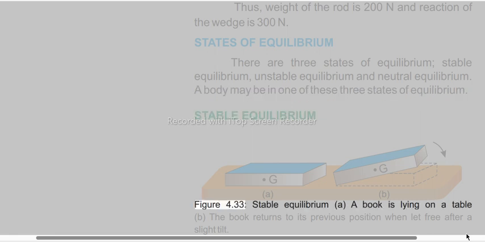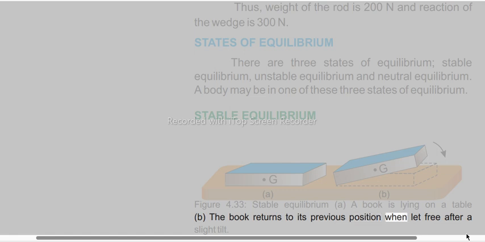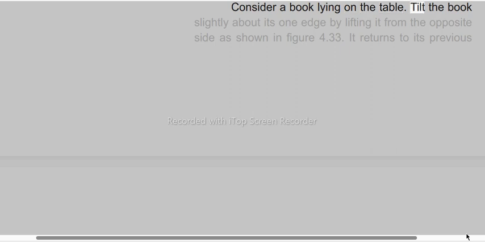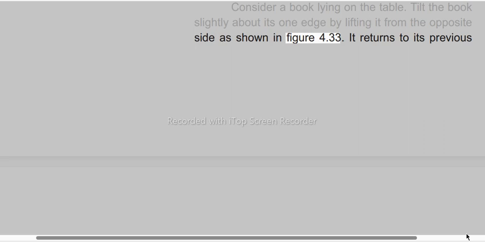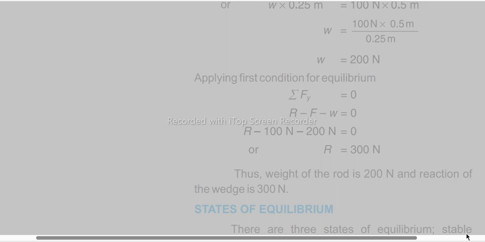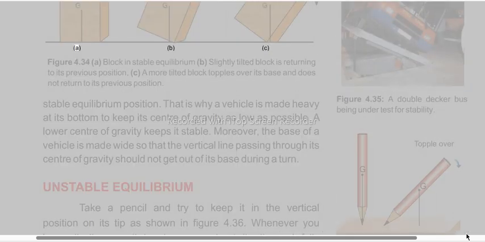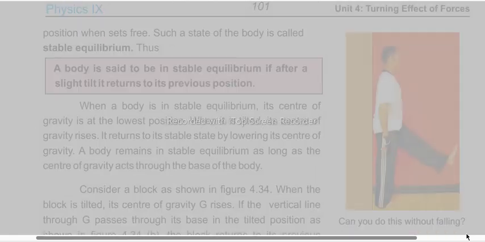Figure 4.33, stable equilibrium. A, a book is lying on a table. B, the book returns to its previous position when let free after a slight tilt. Consider a book lying on the table. Tilt the book slightly about its one edge by lifting it from the opposite side as shown in figure 4.33. It returns to its previous position when set free. Such a state of the body is called stable equilibrium.